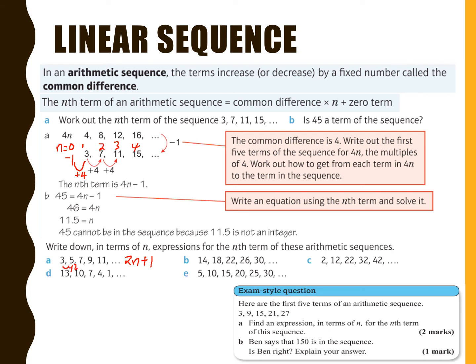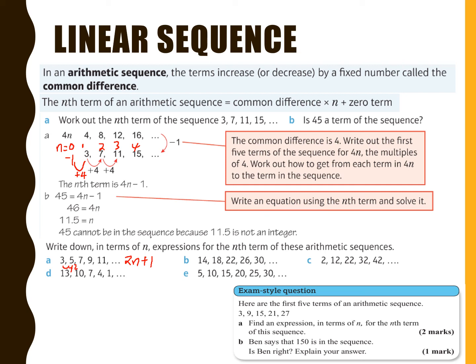And then answer this question. Look, it's a 3-mark exam style question. Here are the first 5 terms of an arithmetic sequence. Be confident with this. Arithmetic means that it's going up with a common difference. So arithmetic sequence 3, 9, 15, 21, 27. Find an expression in terms of n for the nth term of this sequence.